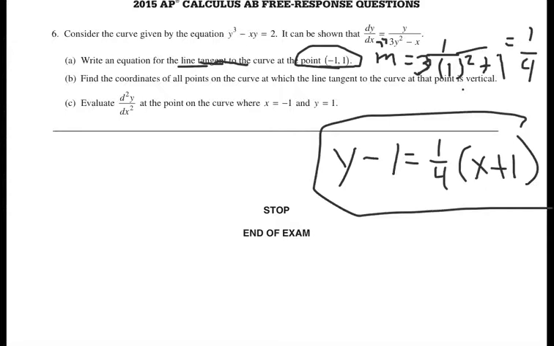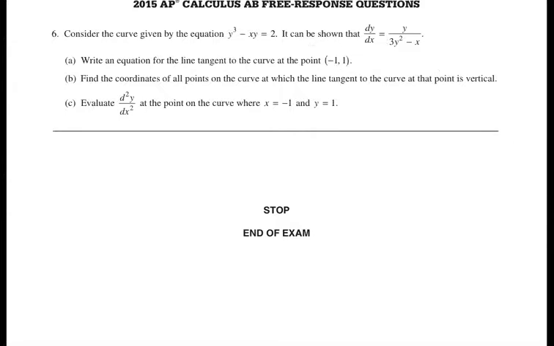Part B says find the coordinates of all points. So we need points in which the tangent line has a vertical slope. That vertical slope means undefined. And undefined comes where the denominator is 0. So we're looking at this denominator up here in my dy dx. We want that denominator to be 0. So we need to find where 3x squared minus x equals 0.